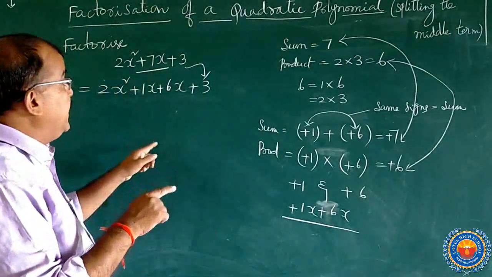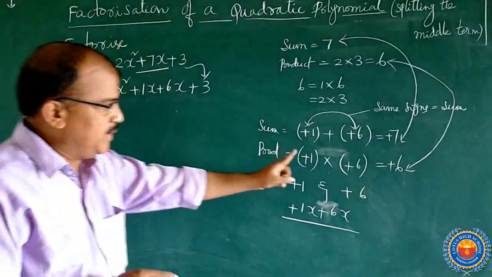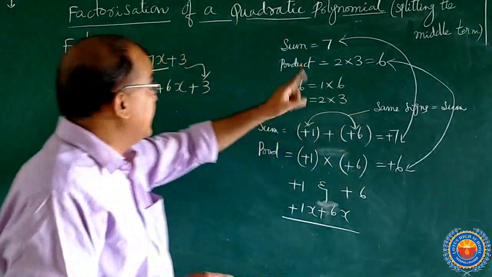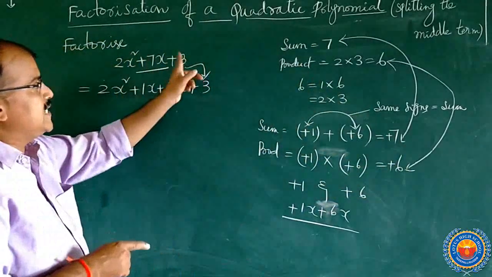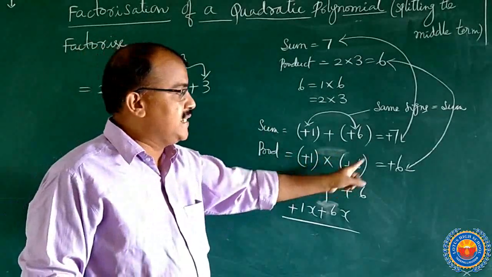Now if you multiply plus 1 into plus 6, it is equal to plus 6. That should be not 3. 2 3s are 6. That's why plus 1 into plus 6 is nothing but the product.